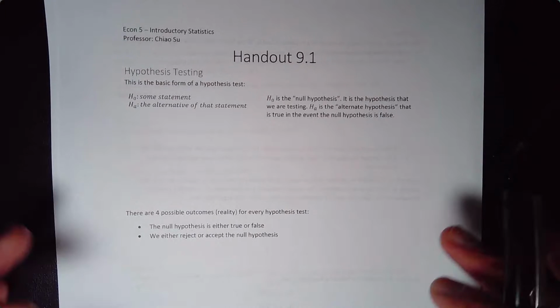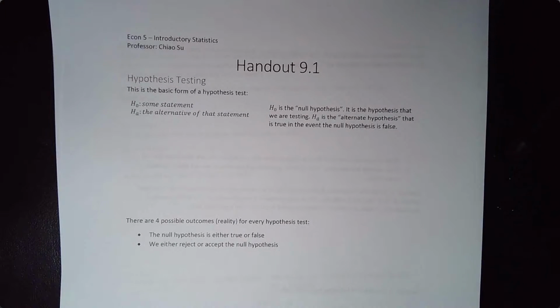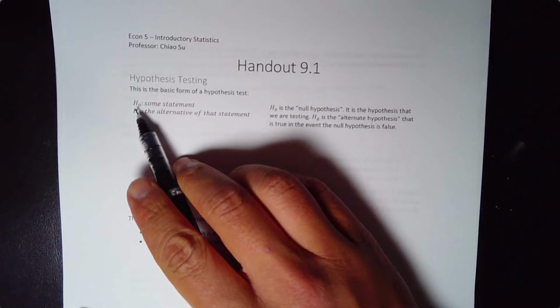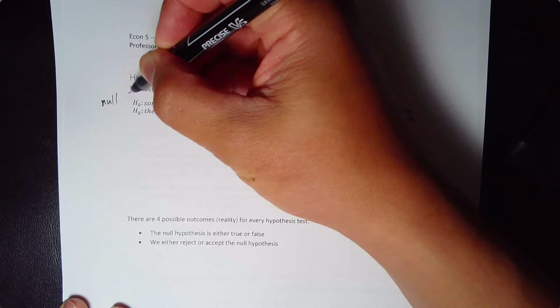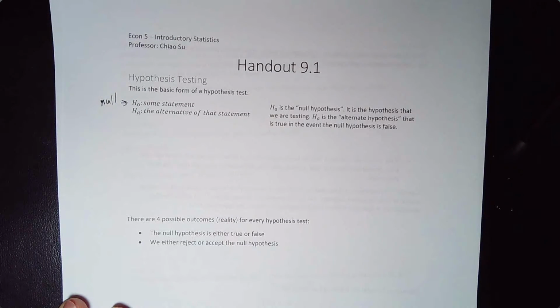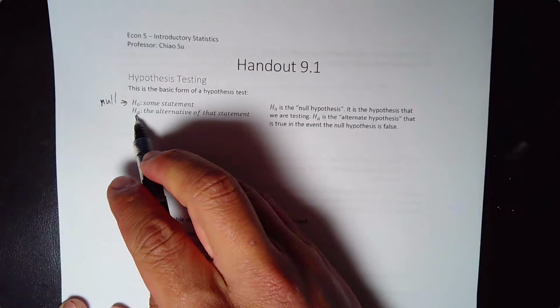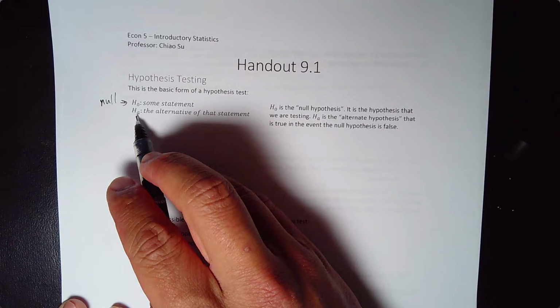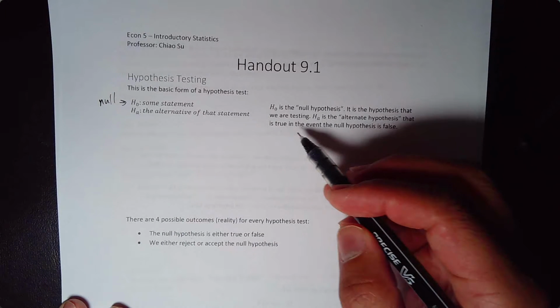So first, let's start with what a hypothesis test looks like. Now, a hypothesis test looks like this. You have H0. We call this the null hypothesis. And then that is some statement, and that is the statement that we want to test. Okay. Now, we also write down the alternative of that statement. Right? And now the alternative of the statement is true in the event that the null hypothesis is false.